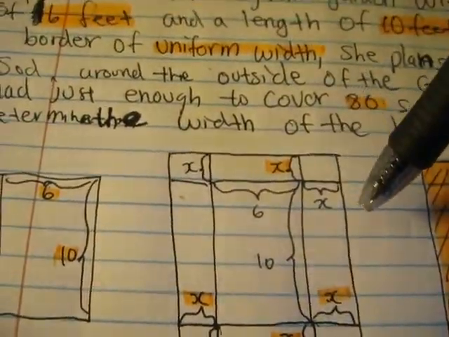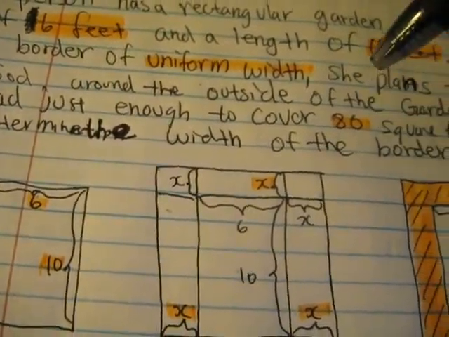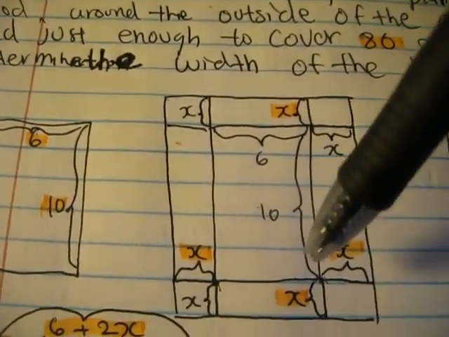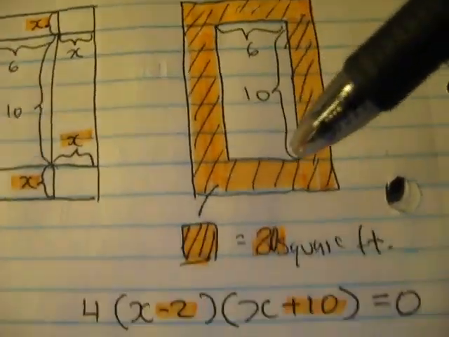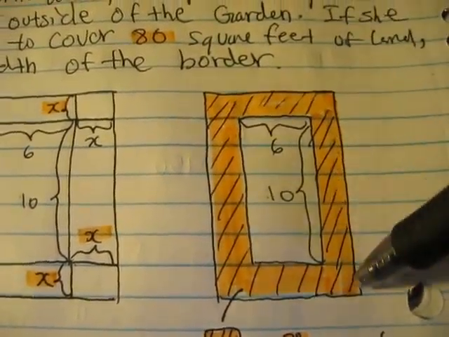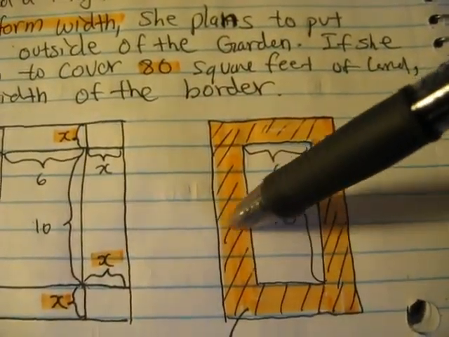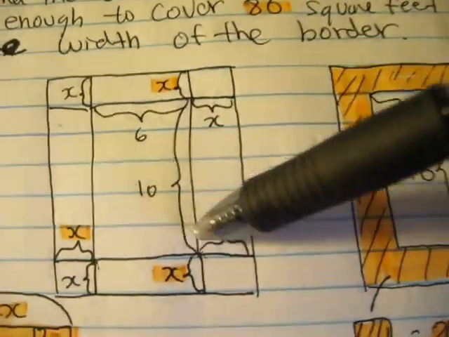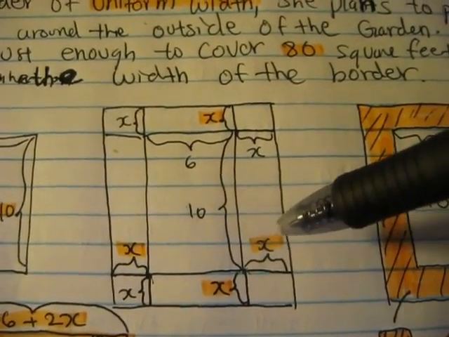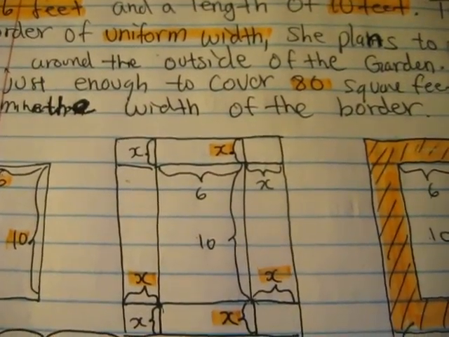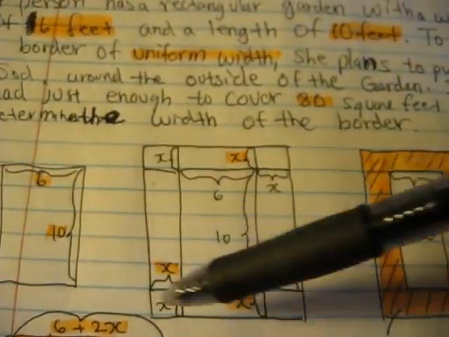all around it. And she has just enough sod to cover 80 square feet. So we don't know how long this border is, but she has just enough to cover 80 square feet of it. The question wants to know the width of the border. So basically we have to solve for x, and to do that we have to make this into an equation.